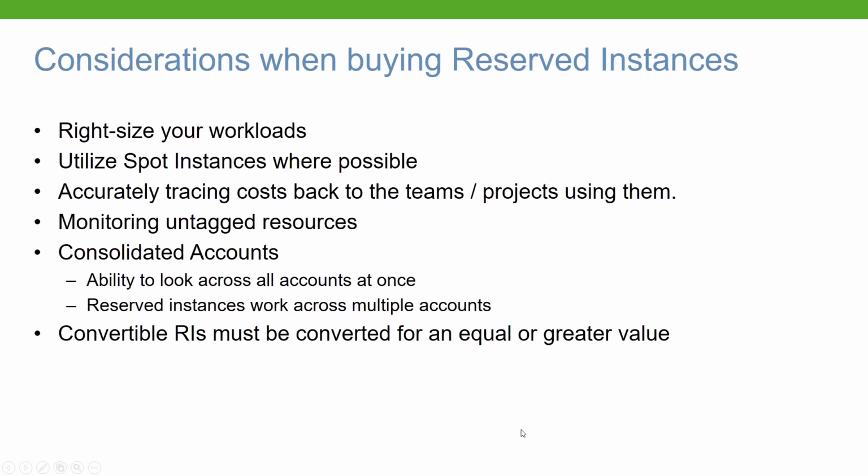Now, so you know how much you want to get, you know what types you want to get. There's a few other factors that you want to take in consideration before you actually pull the trigger on it. Right-sizing your workloads. This is probably the #1 thing you can do to save money if that's what you're looking to accomplish on AWS right now.